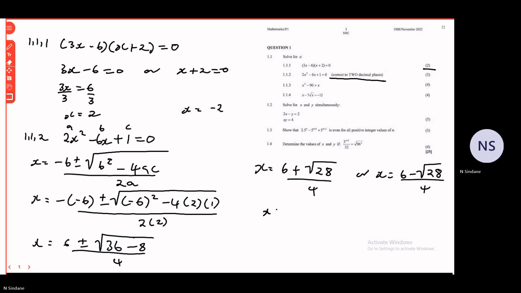And then if I punch my calculator, let me see, this one gives me 2,82. And this one gives me 0,18 on my calculator. You can just punch it on your calculator and check. Let's go to the next question, which is 1.1.3.